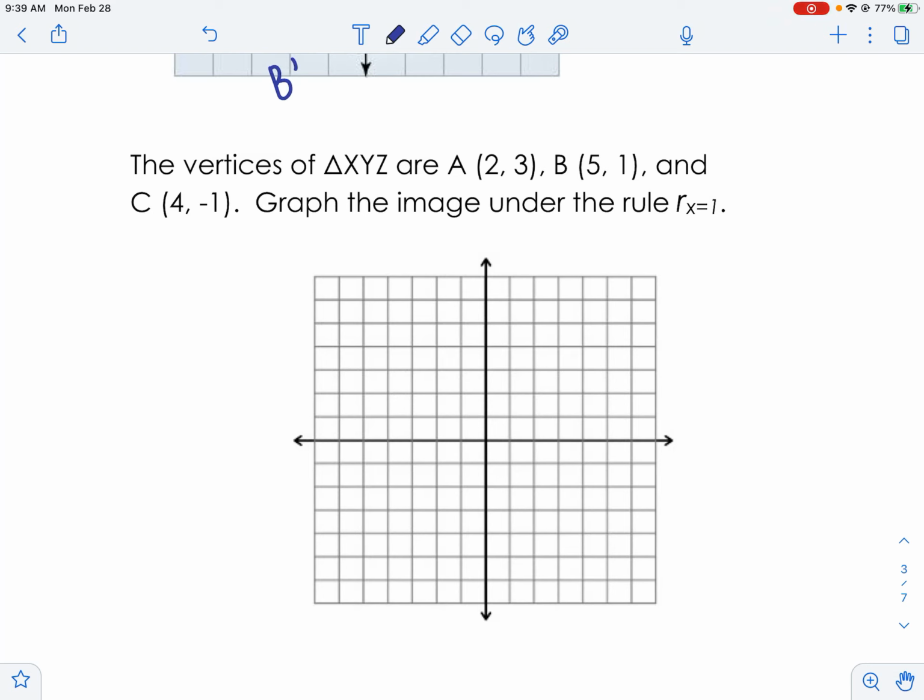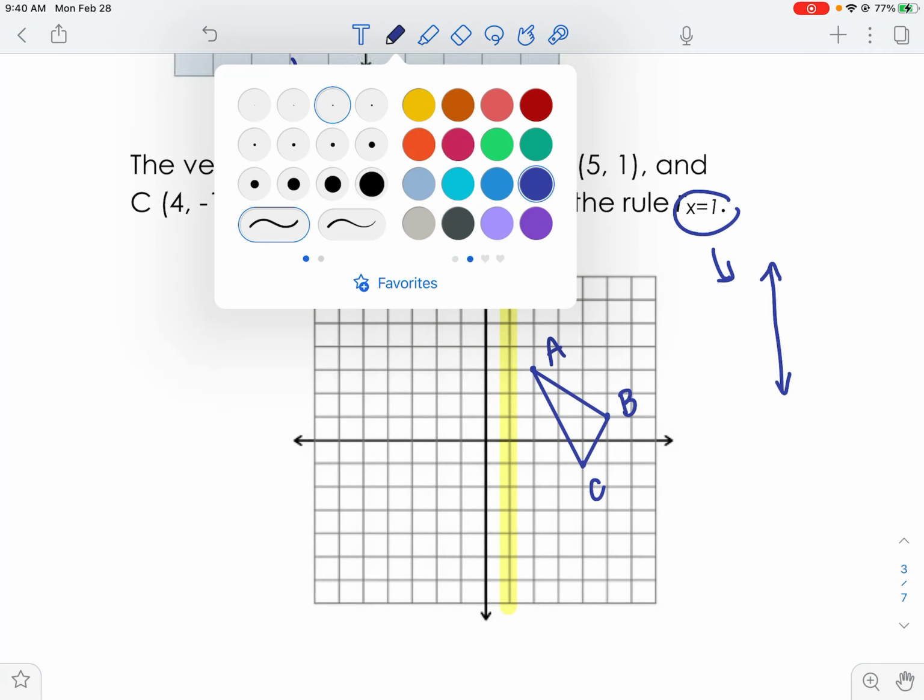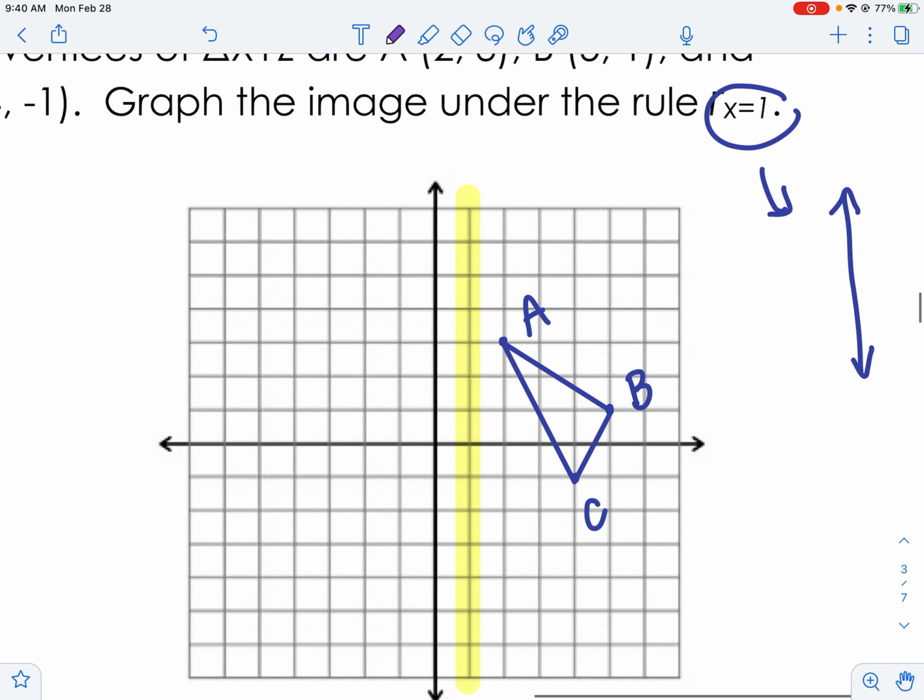If A is at 2, 3, B is at 5, 1, and C is at 4, -1, graph the image under the rule of x equals 1. Now remember that x equals 1 is a vertical line, so it should look like that, where x is 1, which is right there. So this is my mirror right there, a vertical line where x equals 1. So I'm going to give you a minute to see if you can flip these over. Remember to note them as a prime after you transform them.